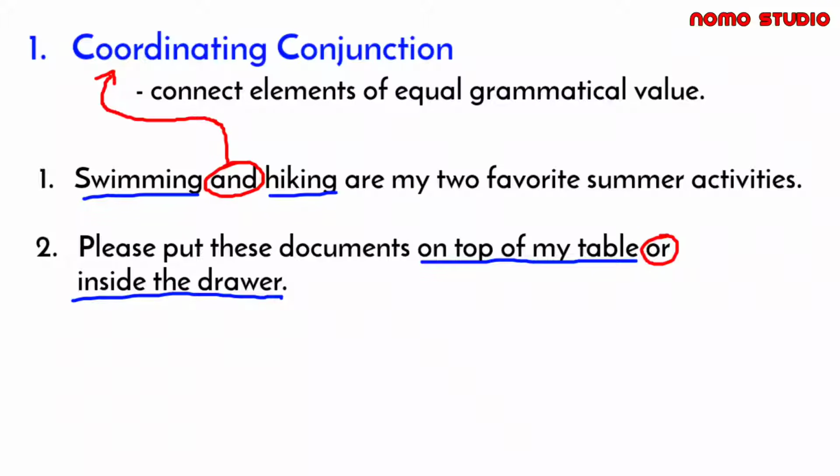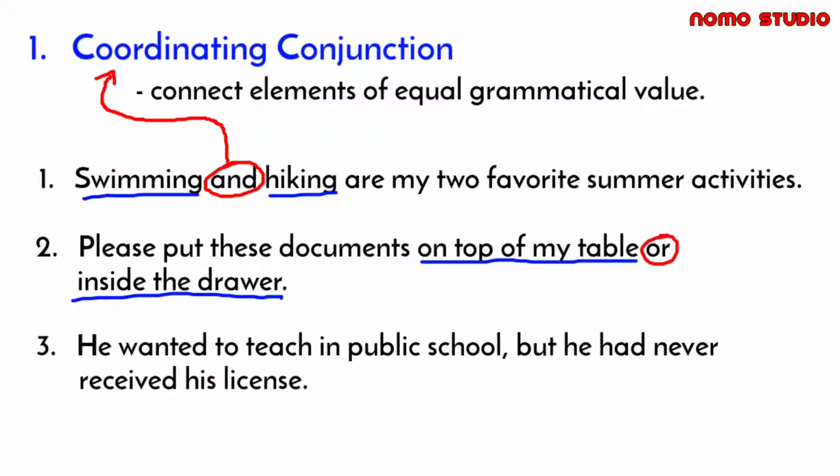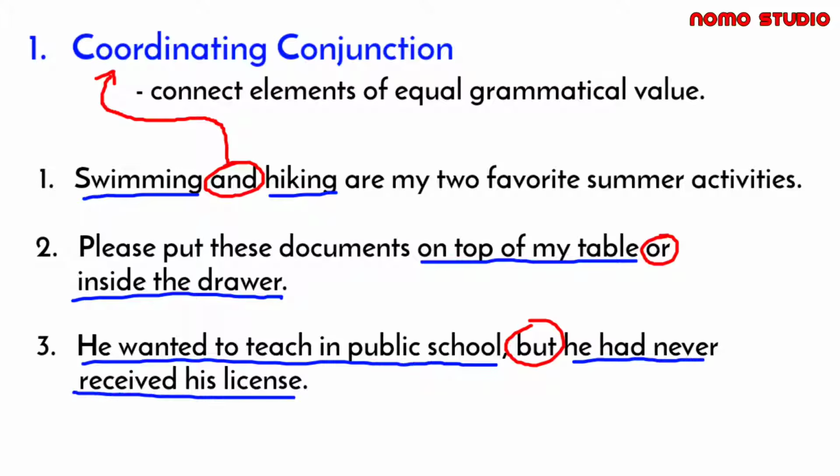Last example for coordinating conjunction. He wanted to teach in public school, but he had never received his license. In this example, the conjunction but connects the 2 equal elements. He wanted to teach in public school, and he had never received his license are both independent clauses. An independent clause is a type of clause that can stand alone, since it is a group of words that expresses a complete thought, because it contains a subject and a verb.